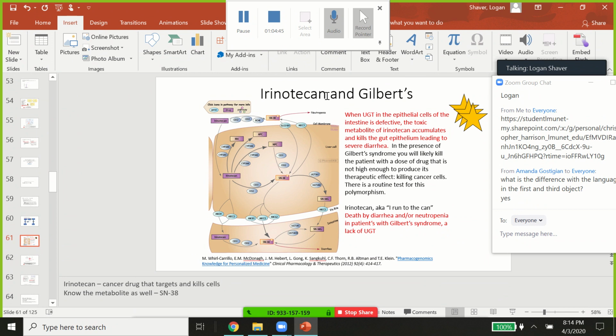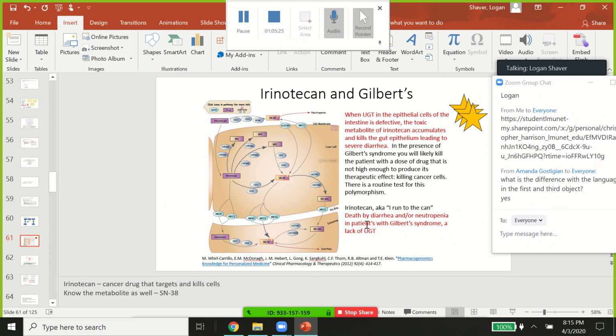that's made by irinotecan. Okay, but anyway, when UGT in the epithelial cells of the intestine is defective, then that toxic metabolite of irinotecan ends up accumulating and kills the gut epithelium, leading to severe diarrhea. And that's where she gets this catchphrase, the "I run to the can." It's something to help you remember that this leads to very severe diarrhea that can actually end up being deadly. So death by diarrhea and/or neutropenia in patients with Gilbert syndrome.